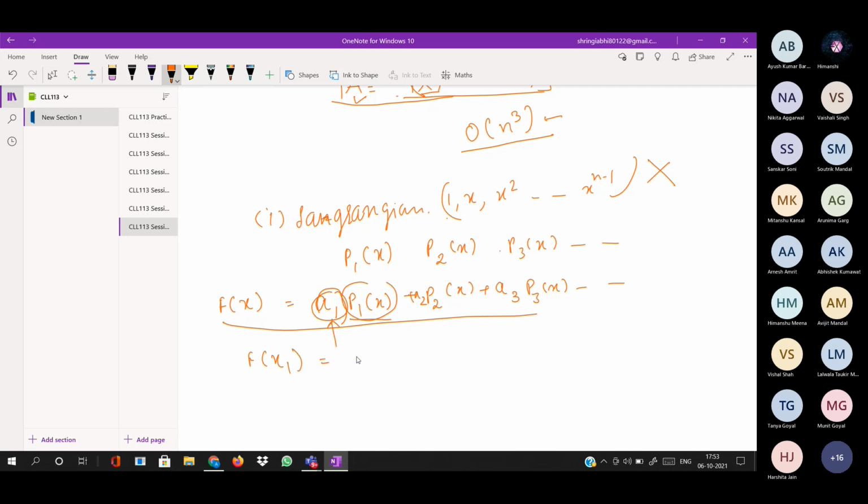Let us put x1 in this. So a1 times p1 x1 plus a2 times p2 x2 x1 plus a3 times p1 p3 x1 and so on. So he wanted to calculate a1 instantaneously. Like you have p1x, p2x, p3x. Once you have those, you want to calculate this a1 very fast. Just you put x1 and you get the value of a1.